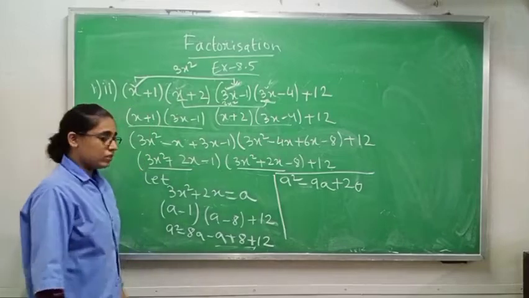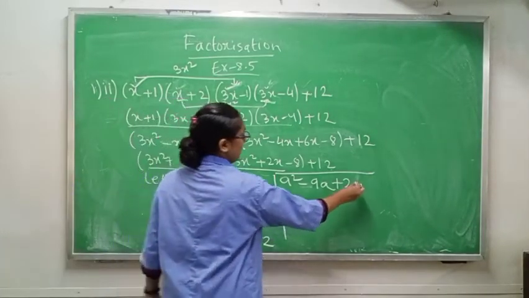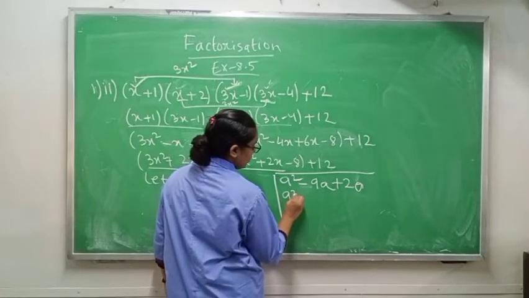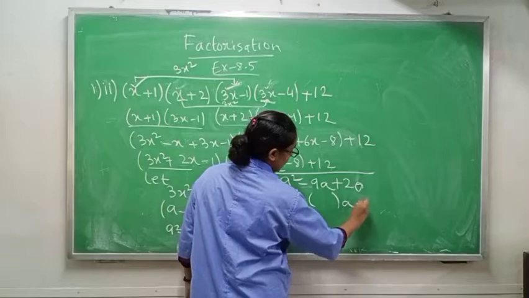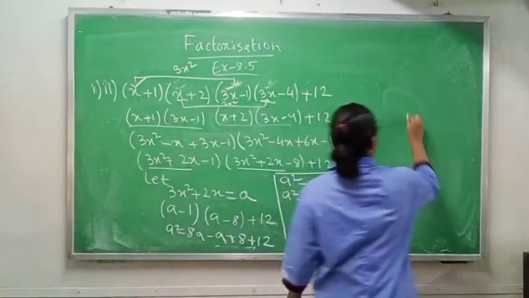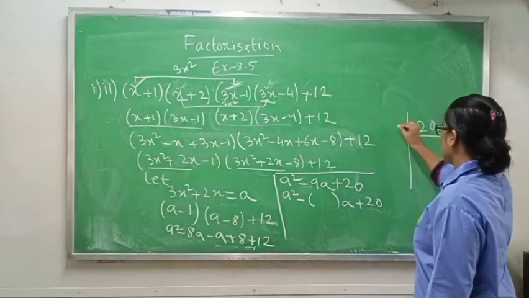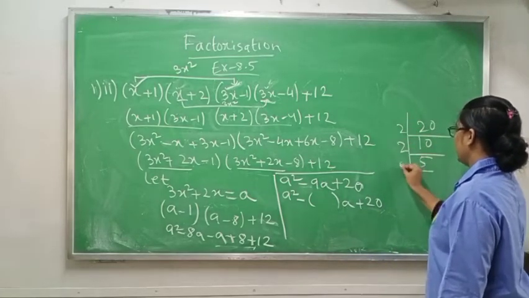Okay, understood? I am doing addition and subtraction here. Now you will take the middle term of a square minus 9a plus 20. So I will give a bracket. Now you have to take the LCM of 20. The factors of 20 will be 2 tens are 20, 2 fives are 5, 1 5.